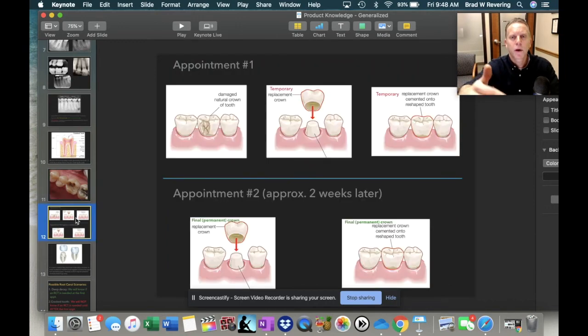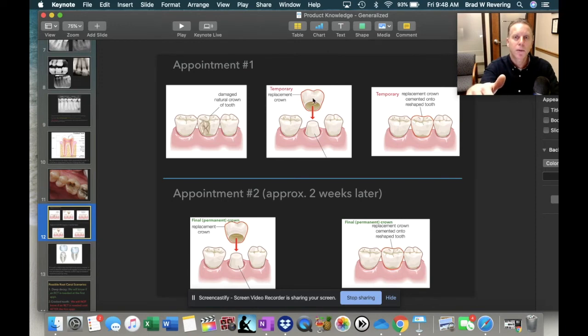So let's review real quickly how this would work. Patient comes in for just a normal crown, appointment number 1. They have some problem with the tooth. We have to then get the tooth prepped. We would take an impression or do a digital scan and send that to the lab. In the meantime, the patient has to wear a temporary crown.